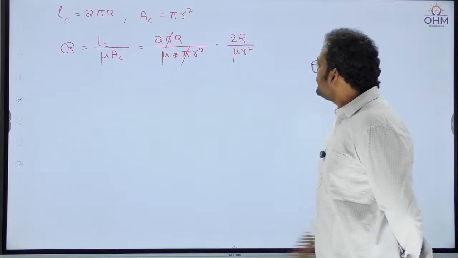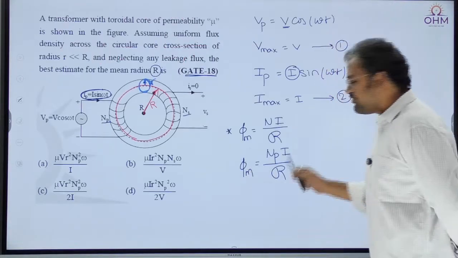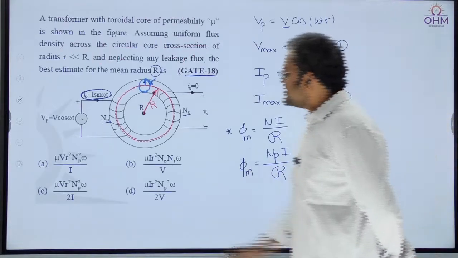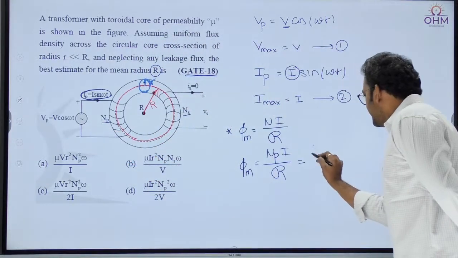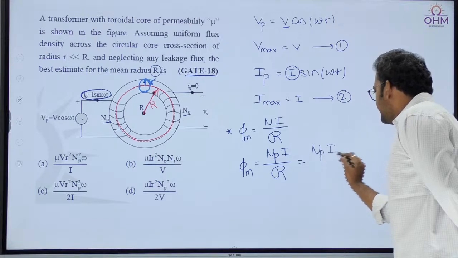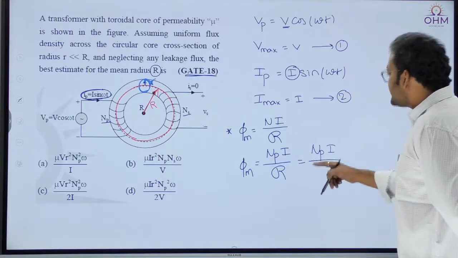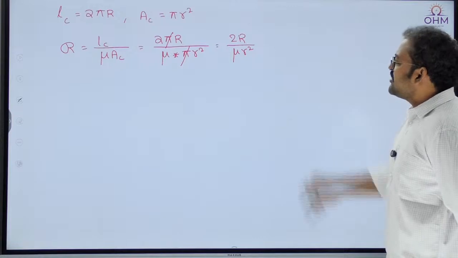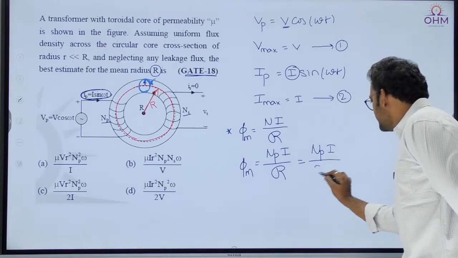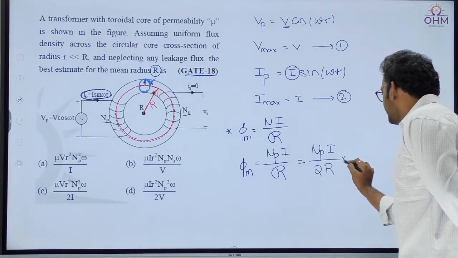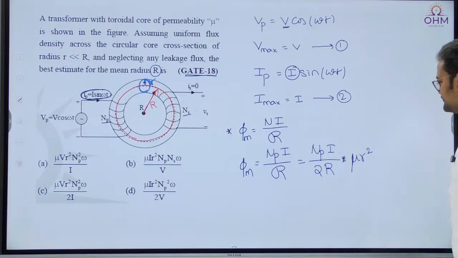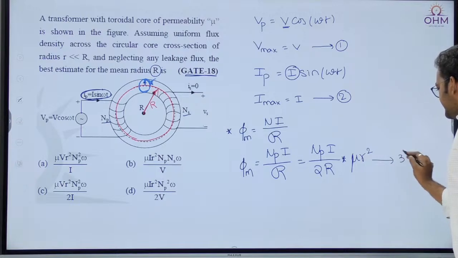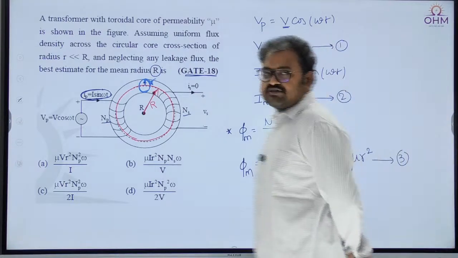Now can I substitute this reluctance in this flux formula? Therefore, what will be the flux value? If I proceed, yes, the flux is equal to number of turns in primary winding into maximum current I by what is the reluctance we got? 2 capital R by mu r square. 2 into capital R by mu into r square, that will go to the numerator. Okay, take it as equation number 3. I have maximum flux value.